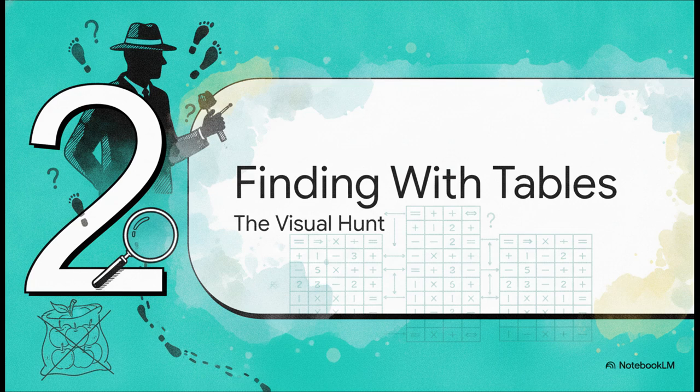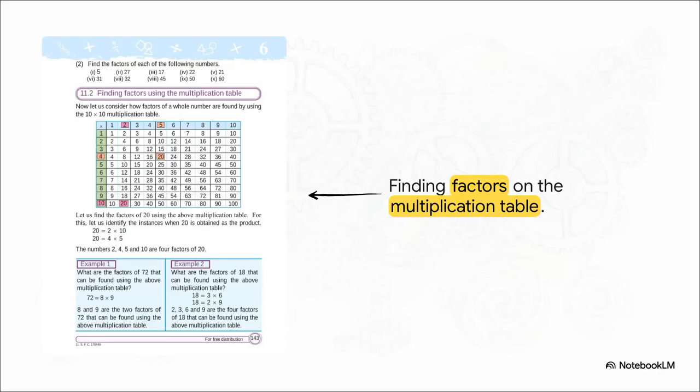That brings us to Section 2, finding factors with tables, the visual hunt. We are going to be number detectives here. And this brilliantly illustrates our point, a standard 10 by 10 multiplication table. This isn't just for rote memorization, it is literally a treasure map for finding factors.